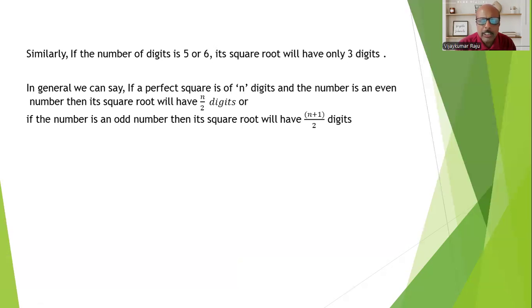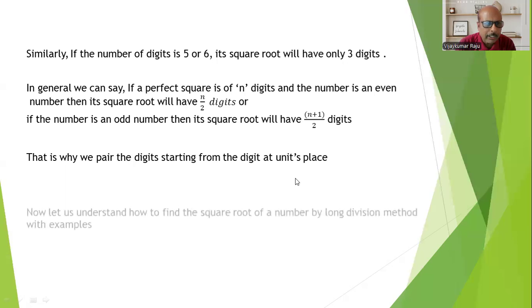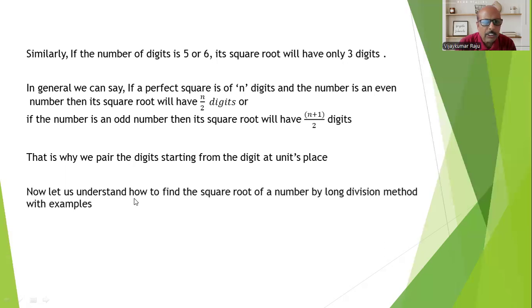So you can determine how many digits the square root of a perfect square will have depending upon the number of digits the number has. This is why we pair the digits starting from the digit in the unit place. Using this concept, we start pairing from the units place, then tens, hundreds, thousands, like that. Now let us understand how to find the square root of a number by the long division method with examples.